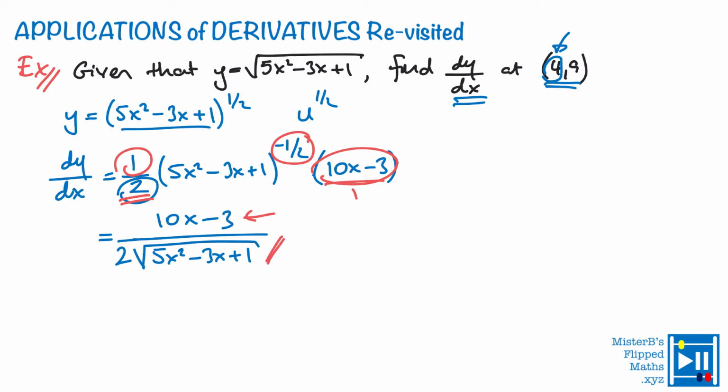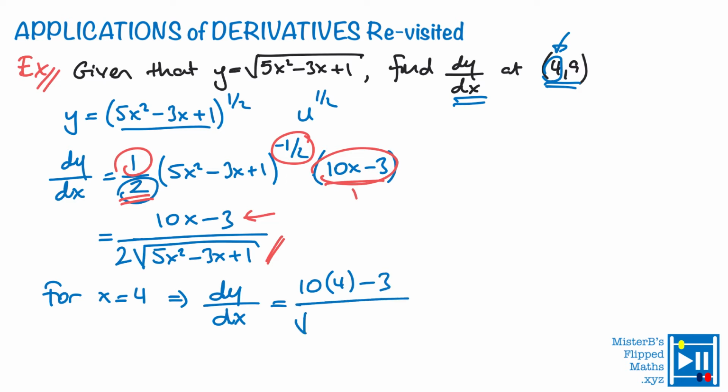Now, I'm going to substitute the value of x, so that's 4, and I'm going to write dy over dx equals, remember, I always have to write the substitution step, but then I don't need to show any work. So we have 2 here, 5 times 4 squared minus 3 times 4 plus 1 in the square root, yeah? And then I can just write the answer if I want.